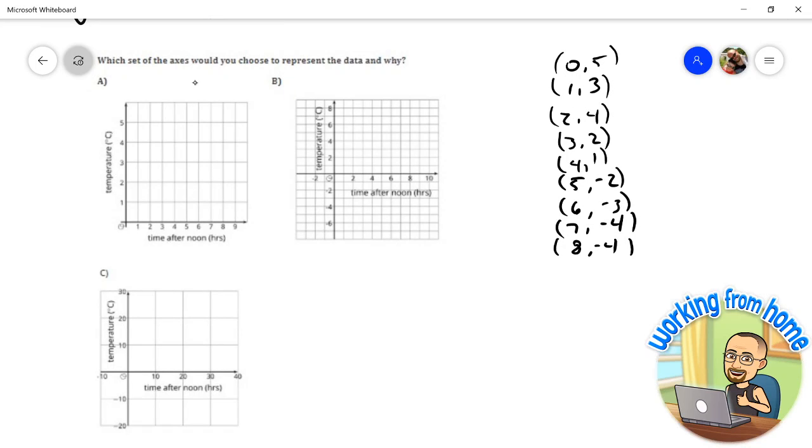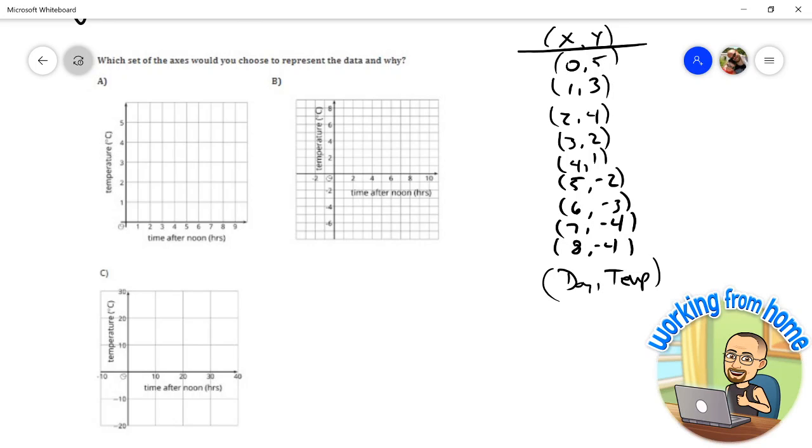Which set of axes would you choose to represent this data and why? So these would be x's and these would be y's, right? Because that's what we've learned to this point. And again, this is temperature. No, I'm sorry, this is the day. And this is the temperature. Okay.